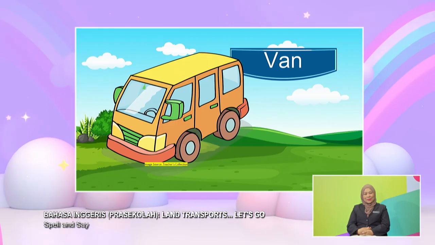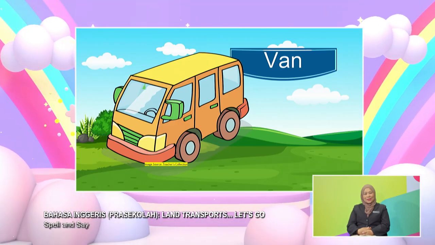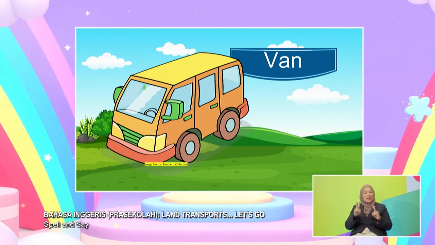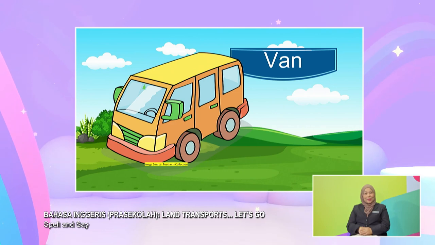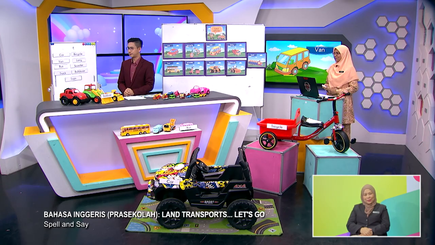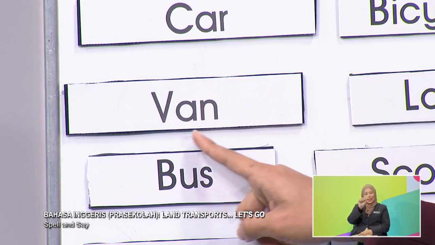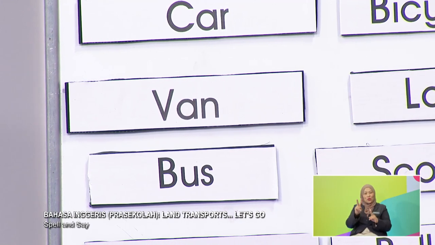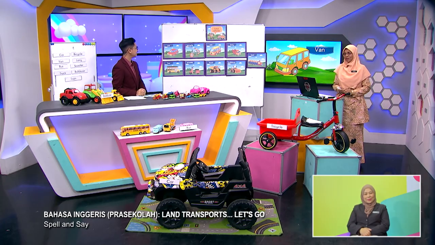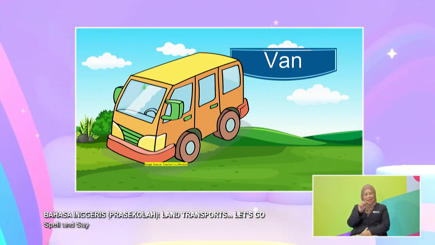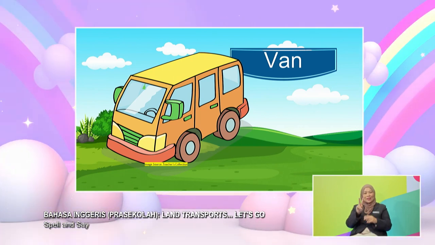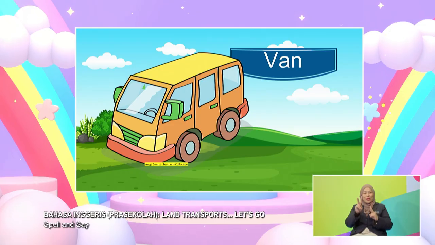Okay, let's see the next one. What do we have? Oh, this is a van. Van. Okay, Chris, how do you spell van? Can you spell it with me? V A N. Van. Is that correct, teacher? Yes, very good. You spell van with V A N. Van.